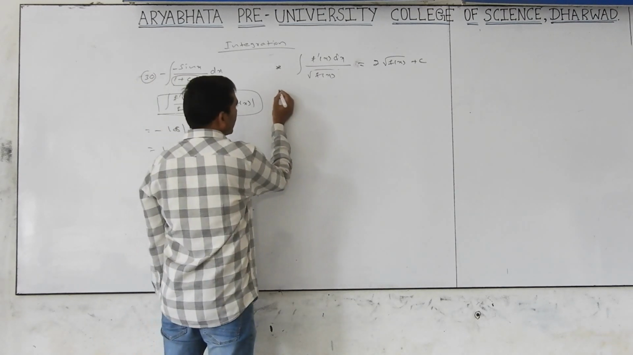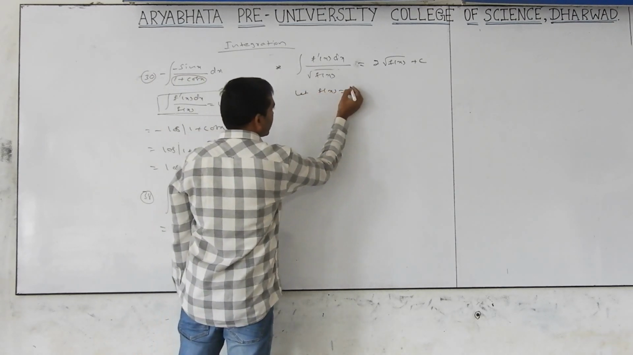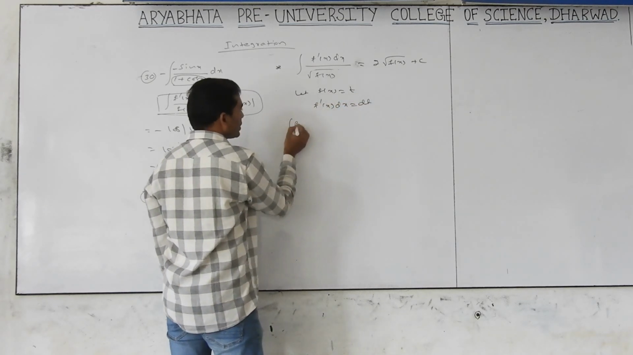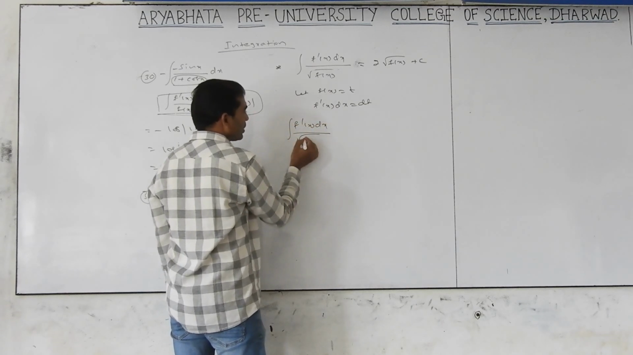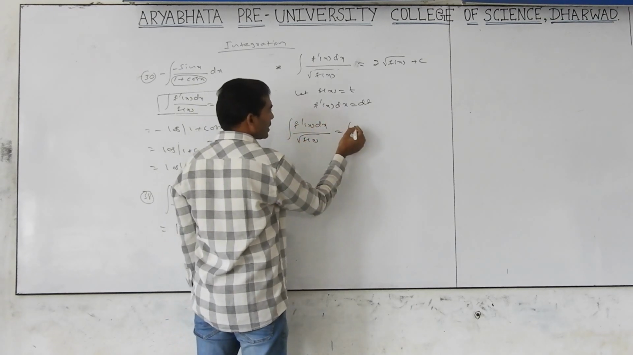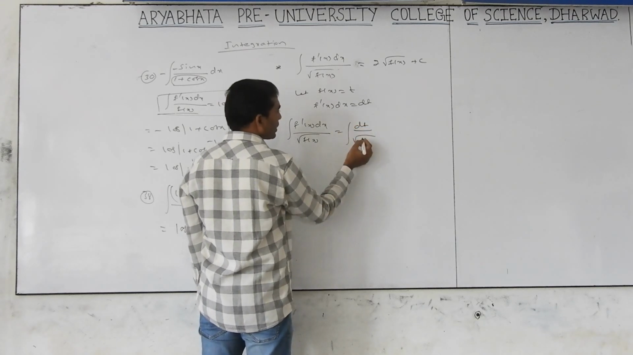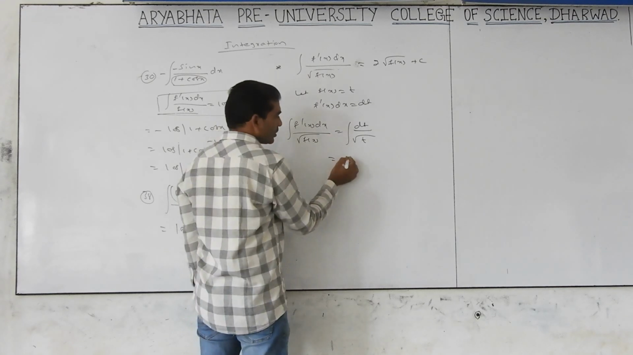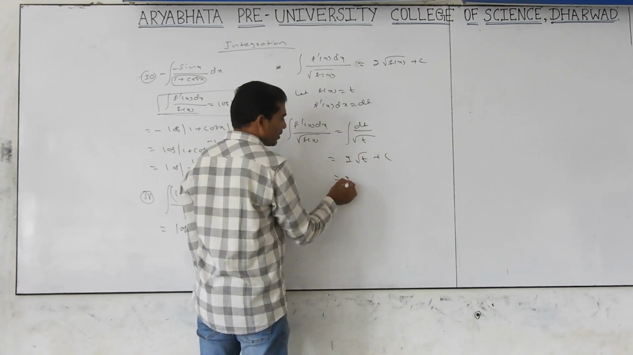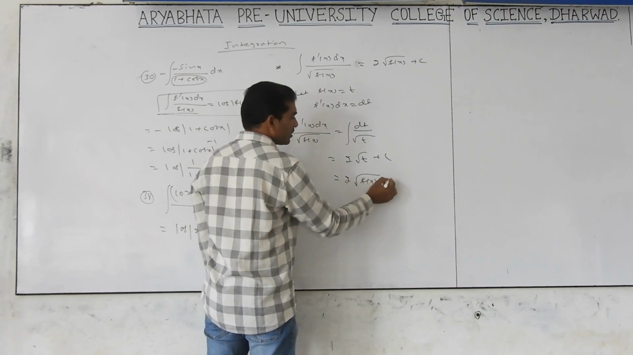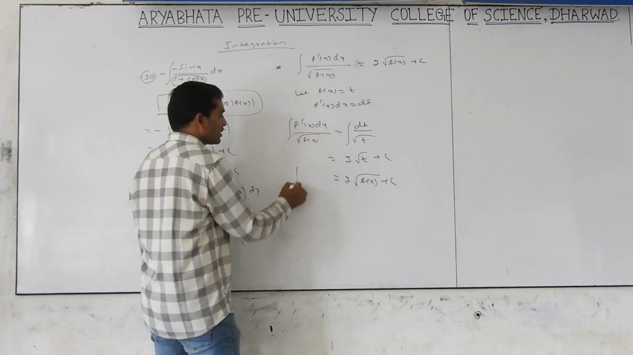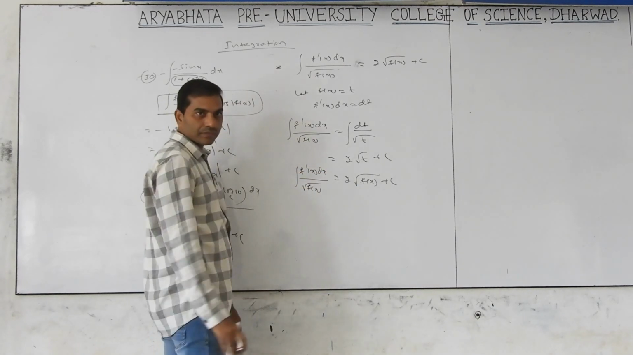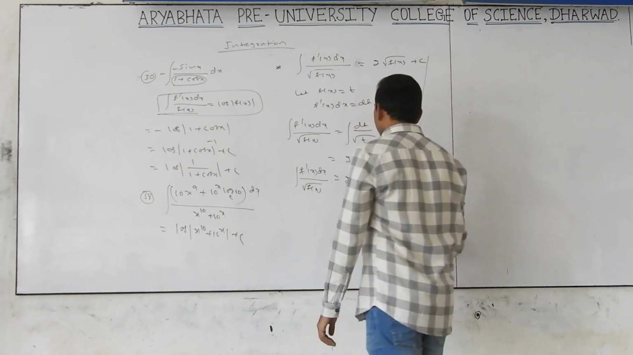Okay. Let f of x equal t. Differentiating, f dash x dx equals dt. Integration of f dash x dx by root f of x equals dt by root t, which is 1 by root t. Integration gives 2 root t plus c, which equals 2 root of f of x plus c. Now by using this formula, see.